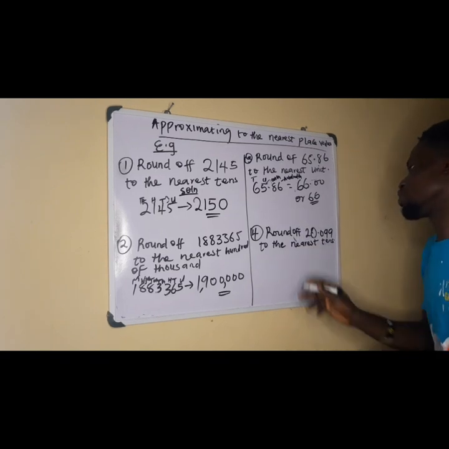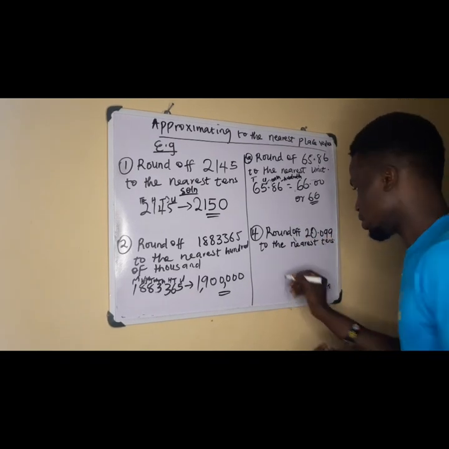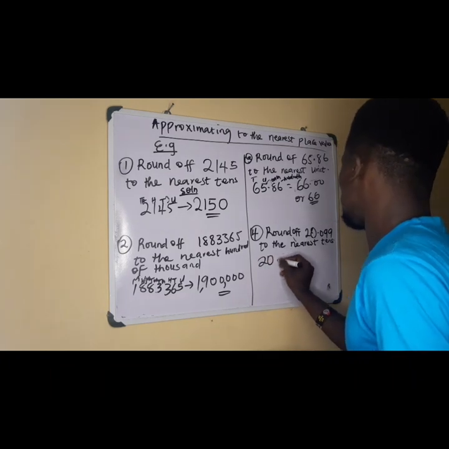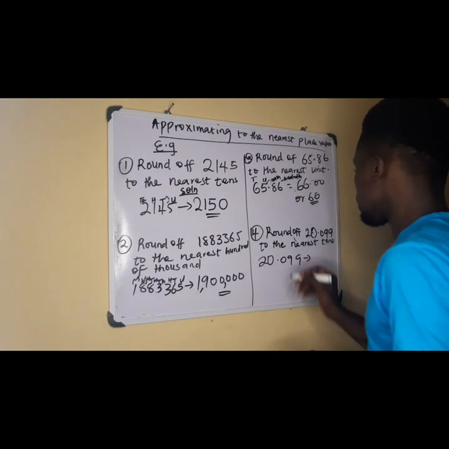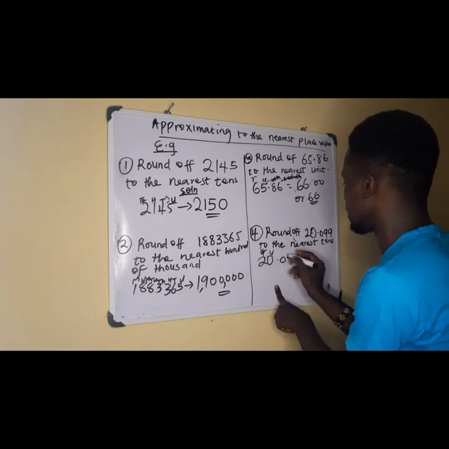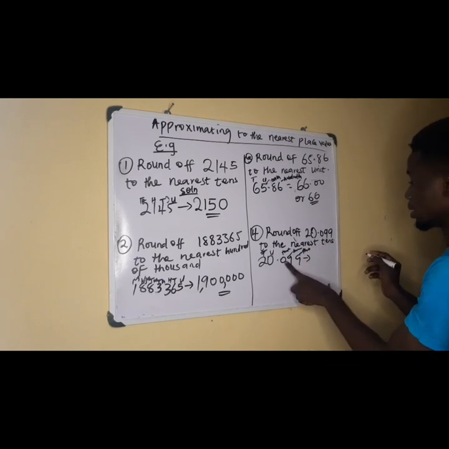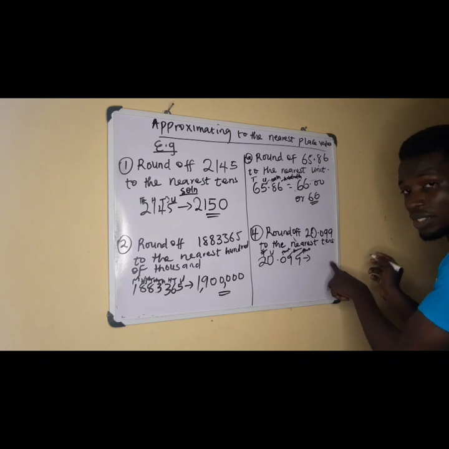Then lastly, let's solve this one. Round up 20.099 to the nearest tens. So let's write it. 20.099. This is unit, tens. This is tenth, hundredth, and thousandth. I didn't write it in full here.